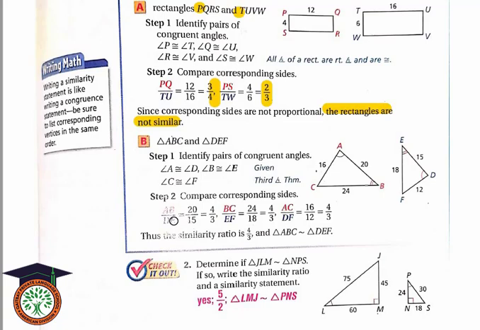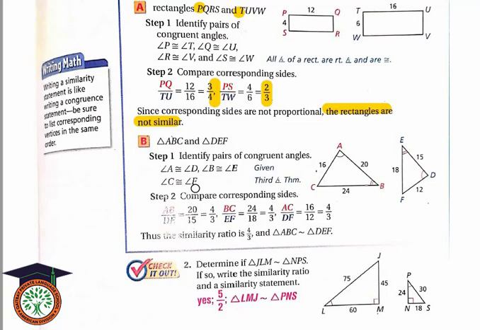Right, let's solve B. I have triangle ABC and triangle DEF. First I need to identify the corresponding angles. Angle A, is it equal to angle D? Yes. Angle B, is it equal to angle E? Yes. And by using the third angle theorem, angle C equals angle F. So angle A is congruent to angle D, angle B to angle E, and by the third angle theorem, angle C is congruent to angle F.